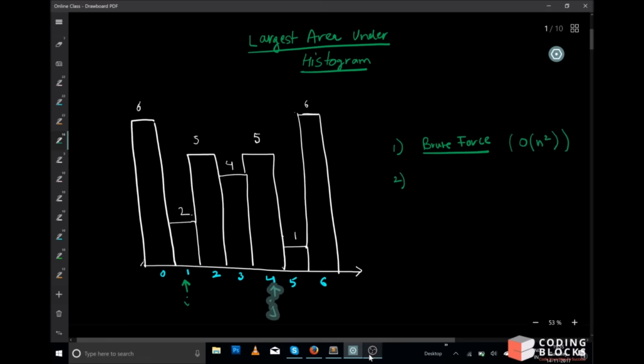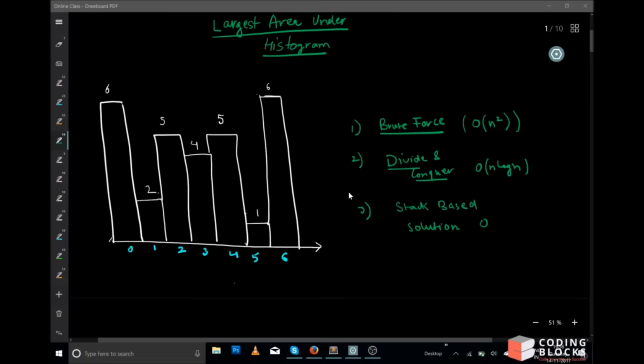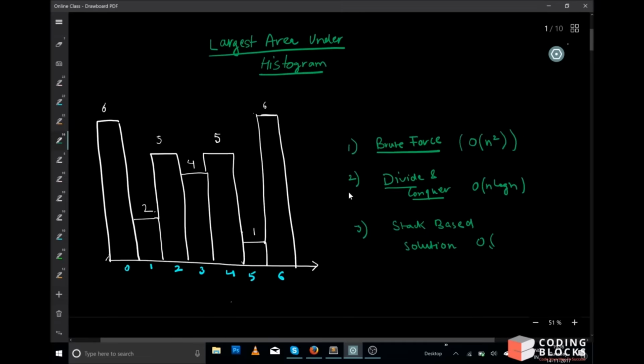The second approach is a divide and conquer approach, which I'm not going to discuss in this video, but this method is capable of solving this problem in n log n time, right? The third solution which I'm going to discuss is a stack based solution which can solve this problem in O of n. We will try to understand how this solution works and what is the intuition behind this algorithm, right? So we are going to discuss a stack based solution which works in O of n time.